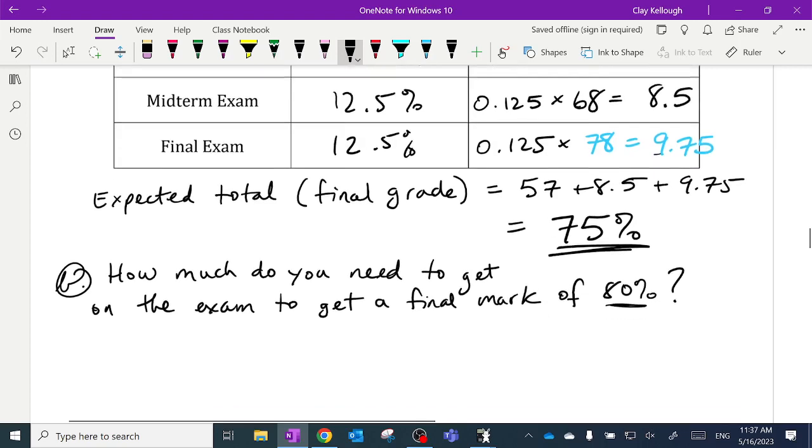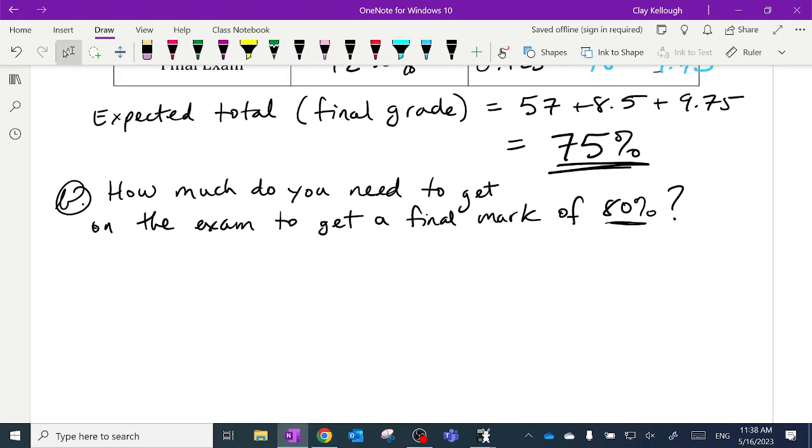Well, all right, let's do this with algebra. Basically, I have to add these three numbers together and get 80, but I don't know that last number. And again, what do we do in math when there's a number we don't know in the middle of a calculation? We make it x. And what do you notice about this x? Well, let's figure it out.